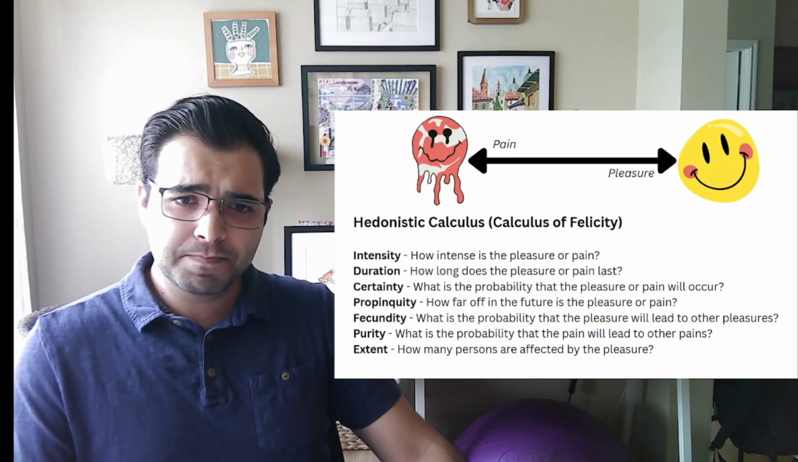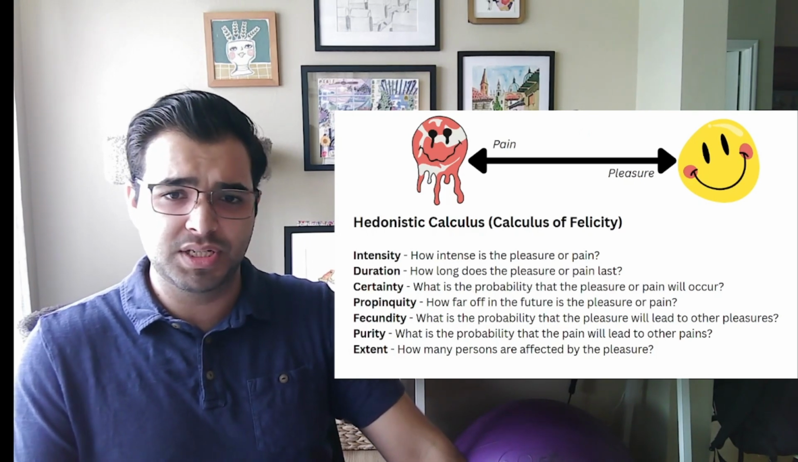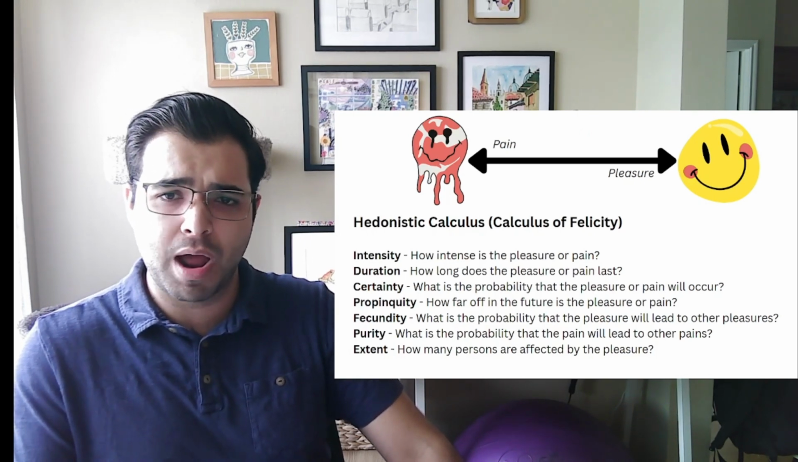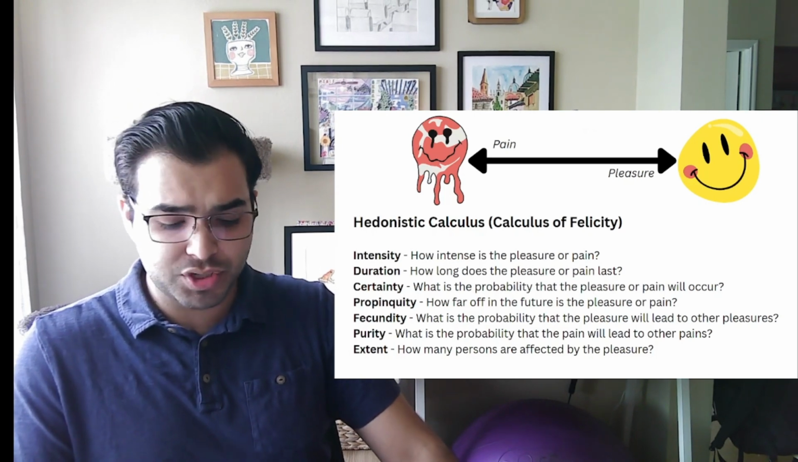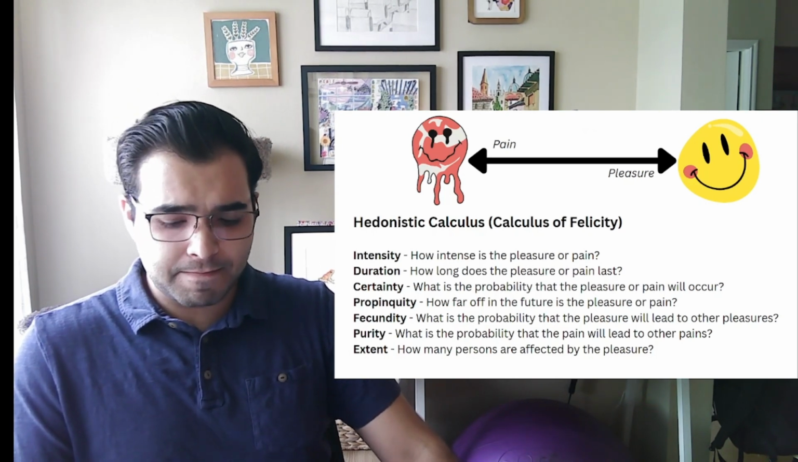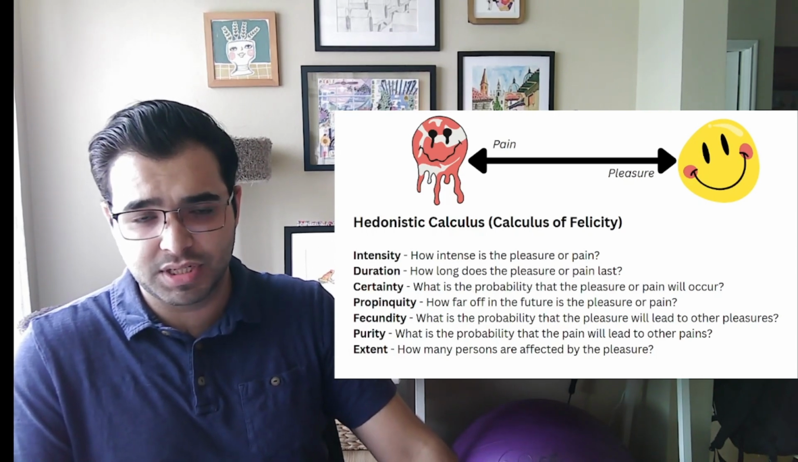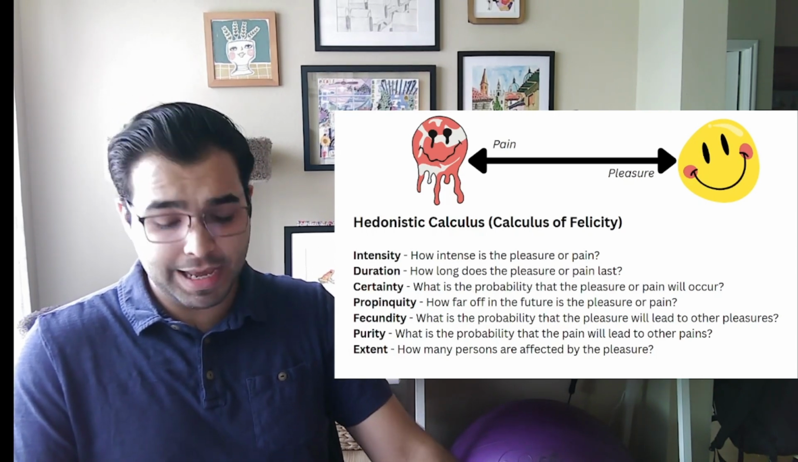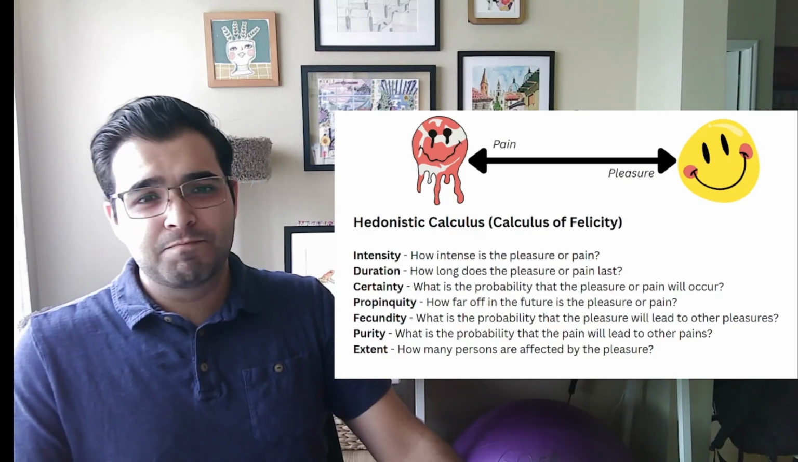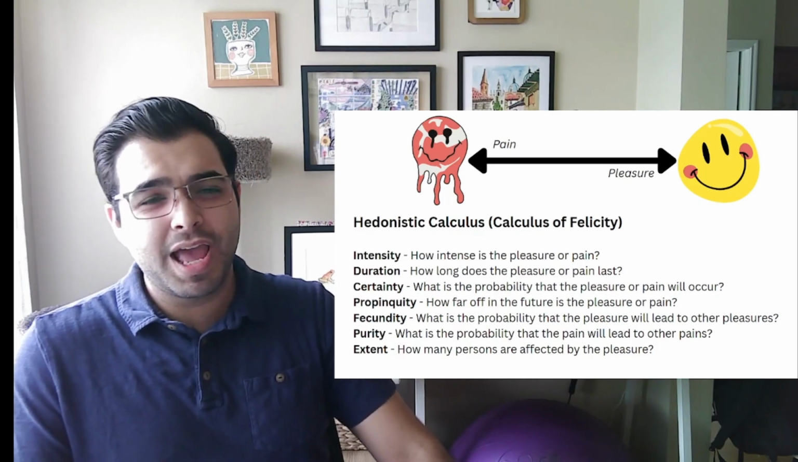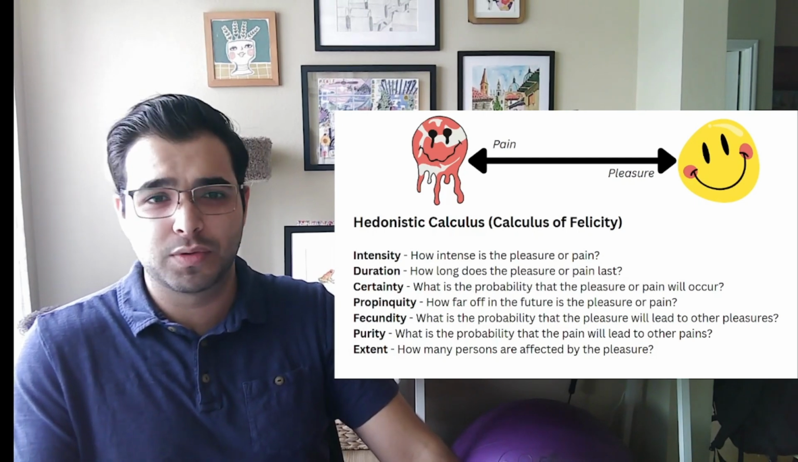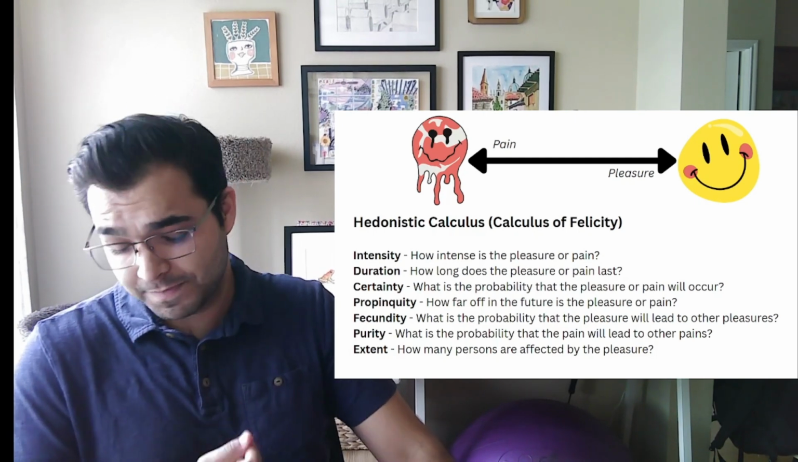We can also talk about the certainty of that pain. What's the probability that the pain or pleasure will occur? So take, for instance, a high probability or high certainty pleasure, which would be something like eating ice cream. Most times when you eat ice cream, there's a high degree of probability that it's going to bring pleasure. Certainly does for me.